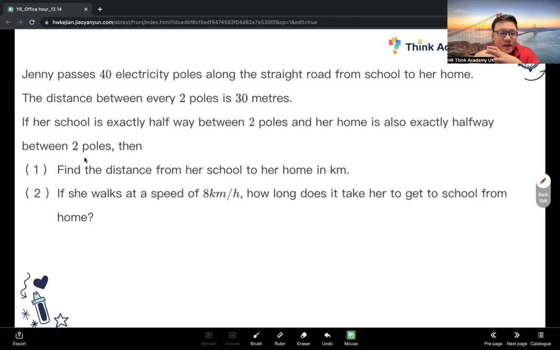And then if she walks at a speed of 8 kilometers per hour, how long does it take her to get to school from home? Okay, you have 2 or 3 minutes. You can have a try by yourself first. What is the distance between school and home?